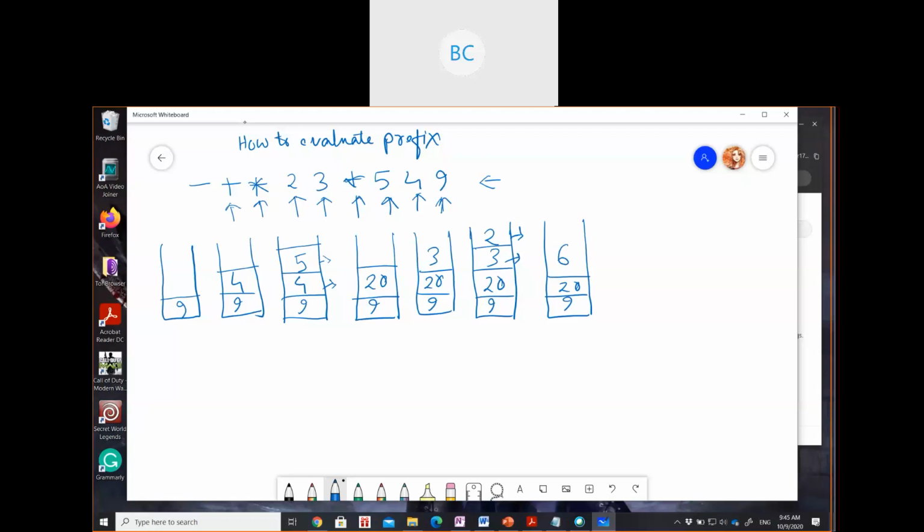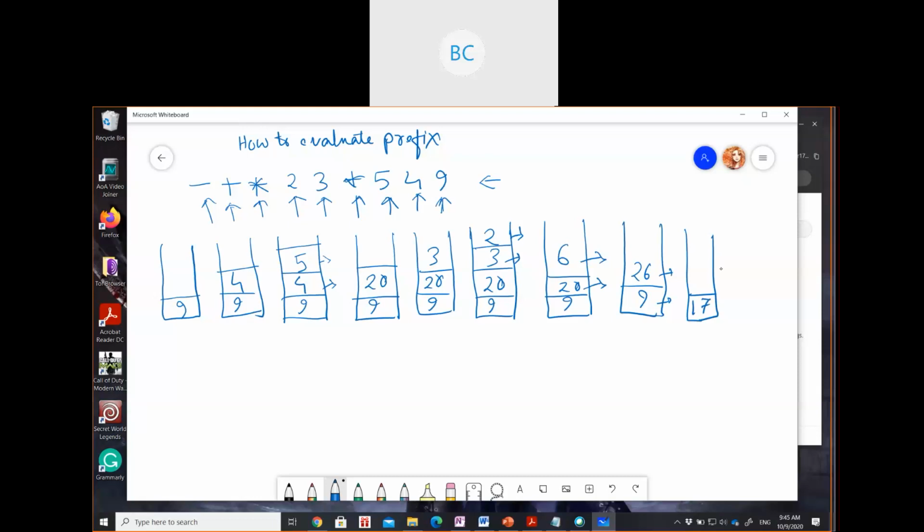Now you move again. Now you have a plus operator. So what you will do? Again you will pop 2, perform the operation. What is 20 plus 6? 26. Correct? Next you move again. It's a minus. So you will pop again. So the final result will be 7. So see, whether you write it from infix or prefix or postfix, the final answer will remain the same. Just that here you are using a stack to evaluate your expression.